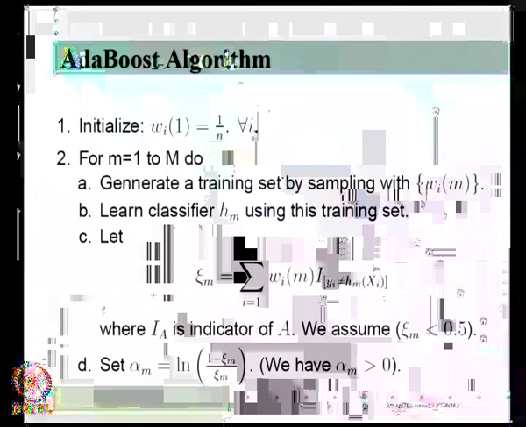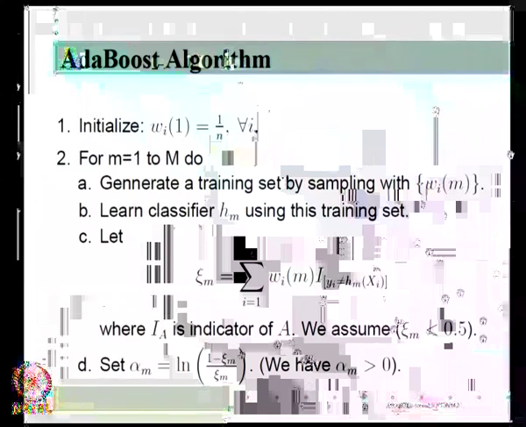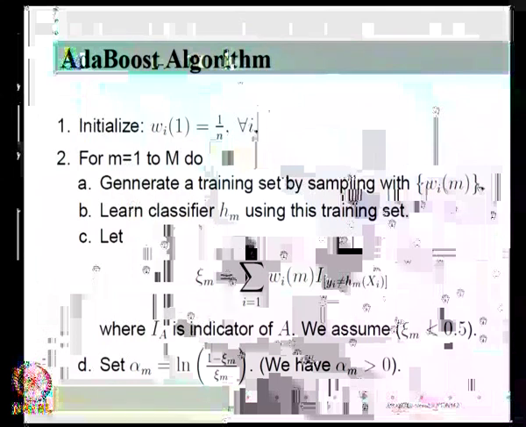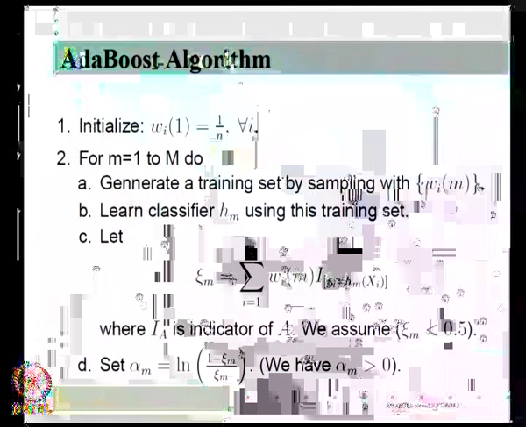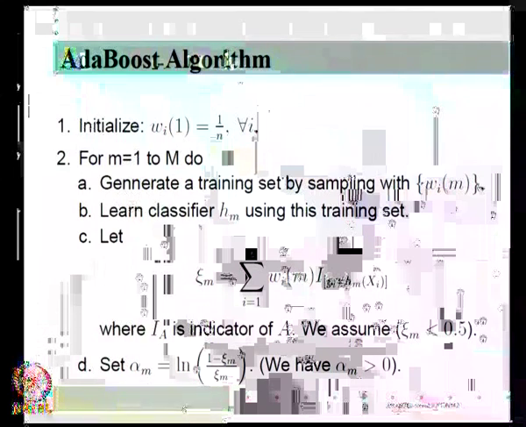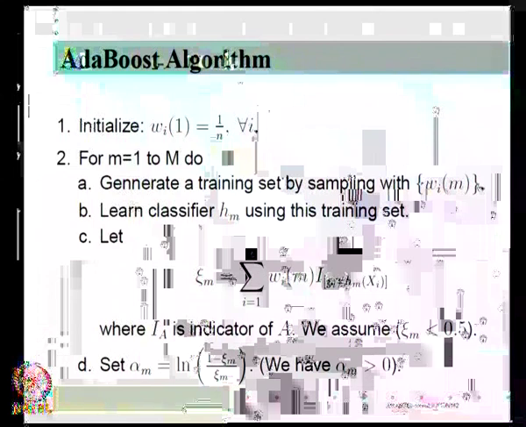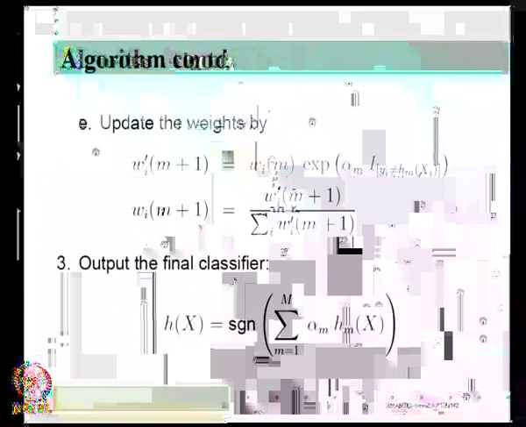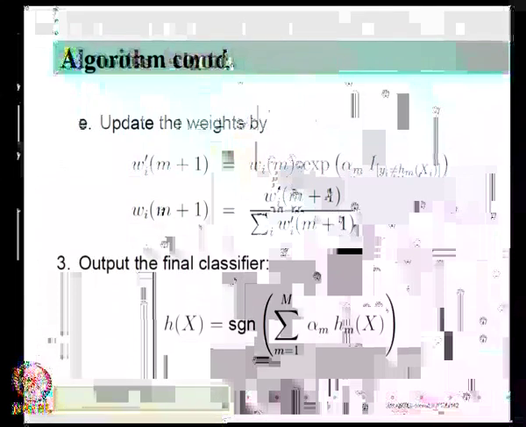Okay. So I generate a training set by sampling with the weights, learn a classifier, then calculate the error of the classifier, which is equal to the weights of all the data that are misclassified by this classifier. Then I calculate αm, which is ln of (1 minus ξm) by ξm, and we are assuming ξm is less than 0.5, so αm is always positive. Then I update weights like this, that is it. I do it iteratively for M rounds and then use all the M classifiers. Okay.